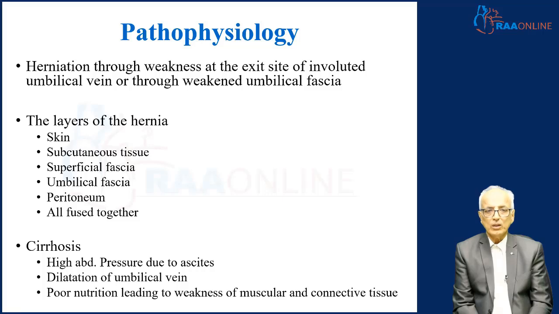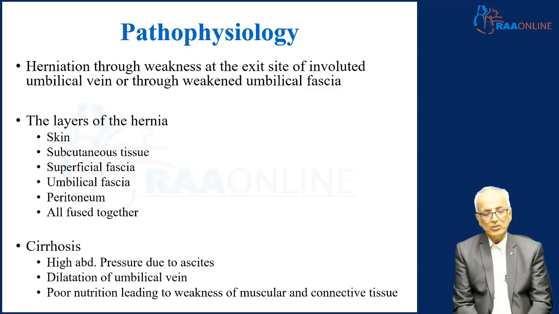Coming to pathophysiology, the herniation is through weakness at the exit site of the involuted umbilical vein or through weakened umbilical fascia. So when you do the hernia repair, the layers of the hernia are the skin, subcutaneous tissue, superficial fascia, umbilical fascia, and peritoneum, all fused together as a single layer.